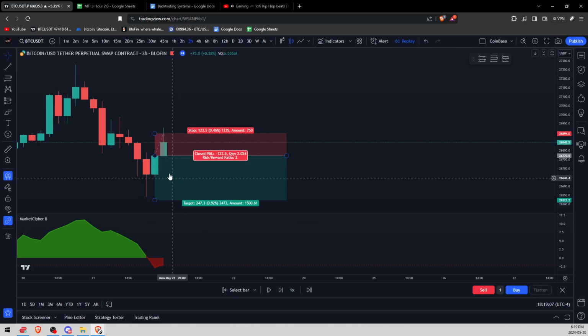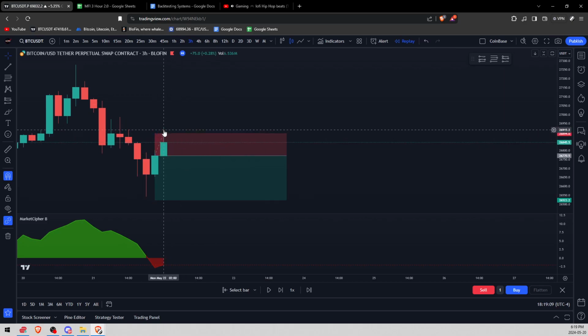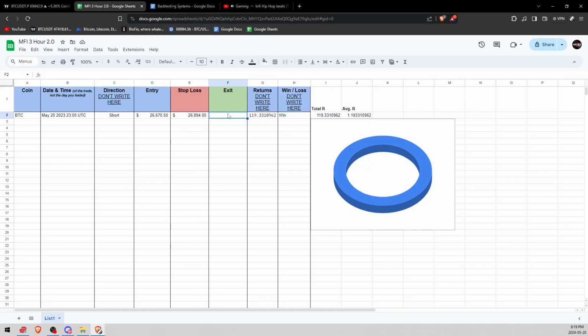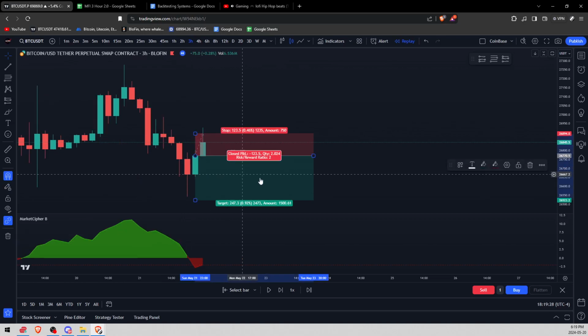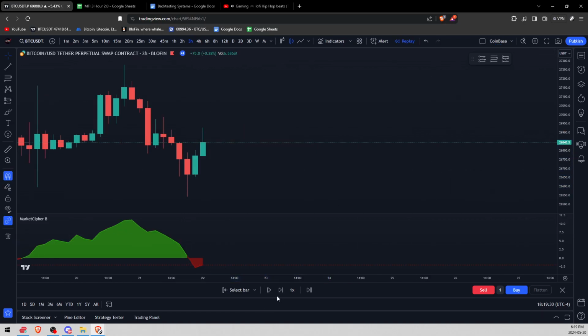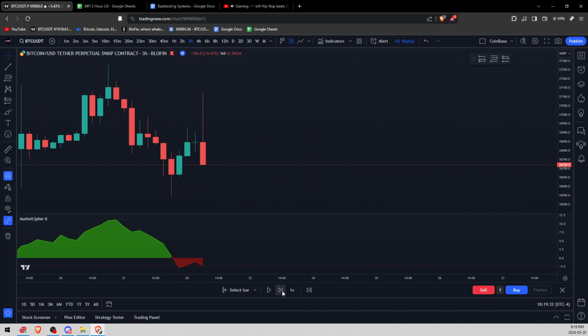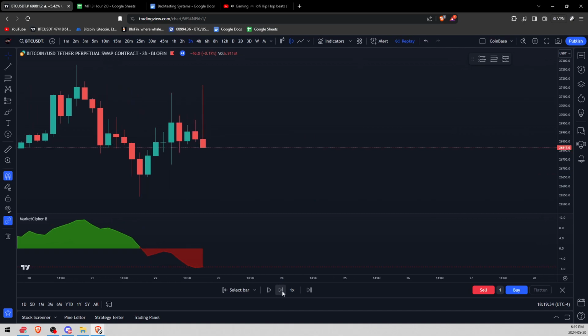And instantly, first candle immediately is a stop out. So we go back to here. We do 26,894 and negative 1R, a loss. That's a nice blue losing donut. We don't want one of those. So we close that. We go to our next, keep going until you have a candle close up.